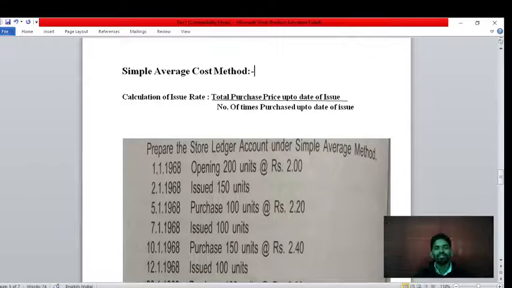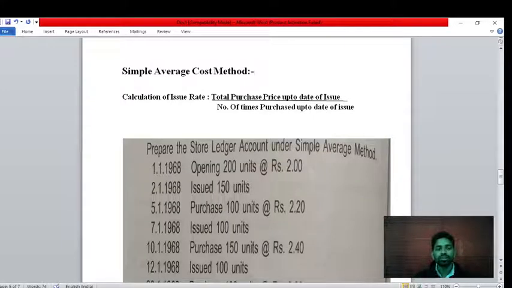Hi students, in the last session we saw the problems on the LIFO method, last in first out, as well as the problems on the FIFO method, first in first out. I hope all of you understood those problems. Now in this session we will see the problems on the simple average cost method.